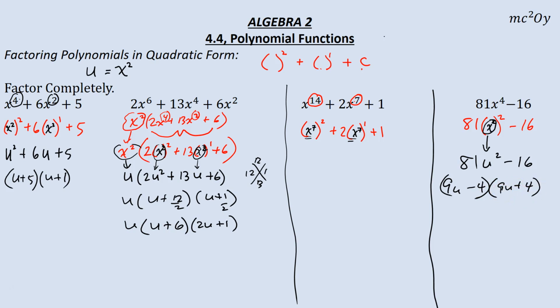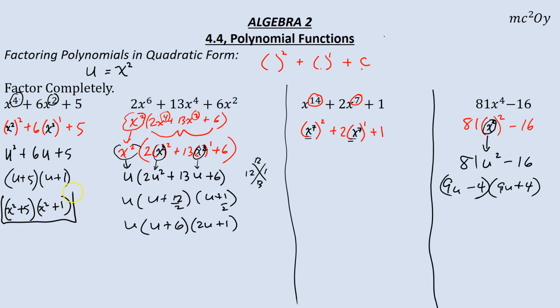Okay? So, oh, and by the way, now that I've got that, yeah, that actually looks pretty good. Okay, so now I'm going to just go back, and u is x squared. So I'm going to replace my u's with my x squareds now. So wherever I see a u, I'm going to put an x squared. So rather than having u plus 5 and u plus 1, I'm going to have x squared plus 5 and x squared plus 1.